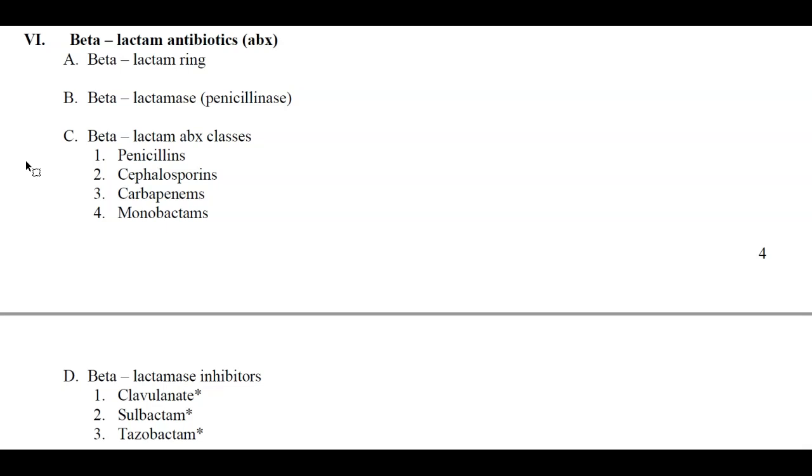Now, beta-lactam antibiotic subclasses, they basically share the common structure and the mechanism of action, and it's basically a broad group of drugs that include 4 major subclasses. So the beta-lactam antibiotics include penicillins, cephalosporins, carbapenems, and monobactams.